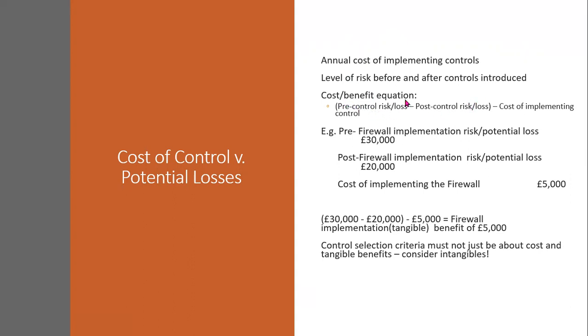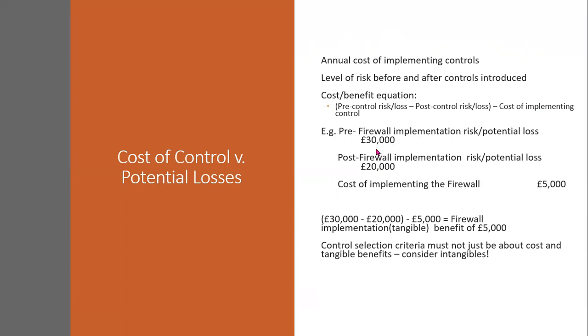So what is the cost-benefit equation? That is, what is the value of the risk before the risk has been treated? So what is the value of the loss potentially before the risk has been treated? That is referred to as the pre-control risk or loss. What is the post-control risk after the control has been implemented? So what is the value of the inherent risk? And then we take the pre-control risk, minus the post-control risk, and we now minus the cost of implementing the control.